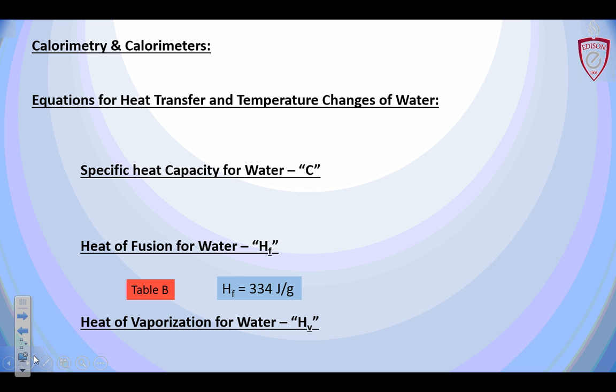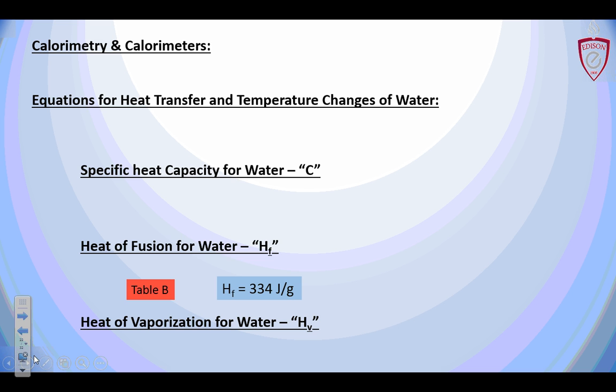This means that you have to add 334 joules to 1 gram of water to get it to change from a solid to a liquid. Or you have to release 334 joules of energy from 1 gram of water to get it to change from a liquid down into a solid. There you go. In that particular phase change, these are the amount of joules required.